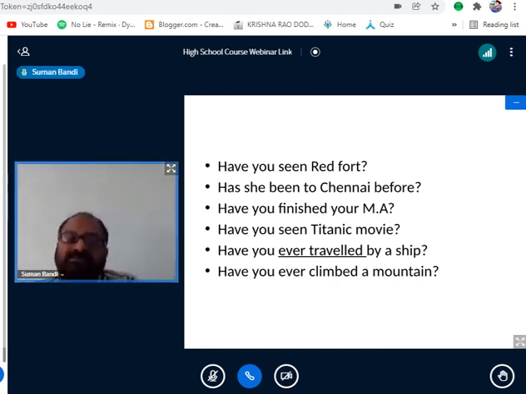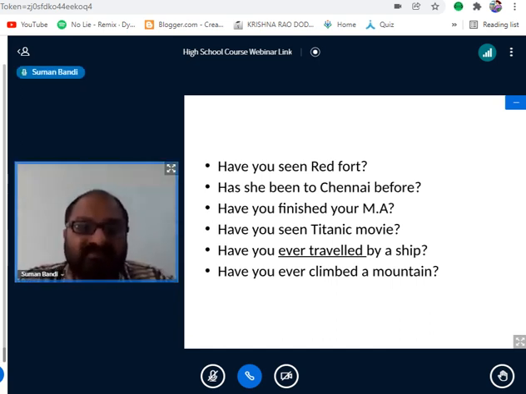Now there is one more slightly different function of present perfect, which is also close to the present function, but this is not related to time. See, for example, you are asking somebody, have you seen Red Fort? Now, Red Fort is a visiting place here, right? Red Fort is a visiting place.